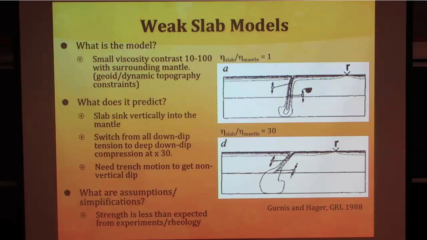Because the slab is weak, as soon as you put a bit in, it just wants to sink straight down, okay? The main assumption or simplification of this model is that the strength is less than expected from experiments of olivine rheology. So we expect the slab is a bit stronger than this, and its behavior might be different. But these weak slab models are very good for getting a first order understanding of how the slab sinks through the upper mantle, how it deforms and interacts with a jump in viscosity. But as you increase the viscosity contrast between the slab and the mantle, the dynamics will change.